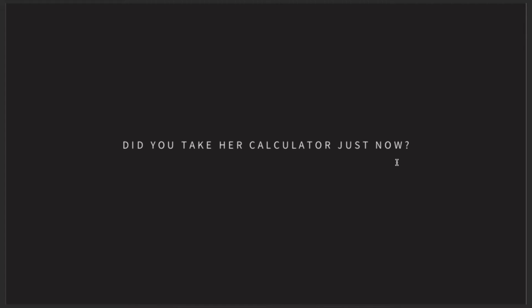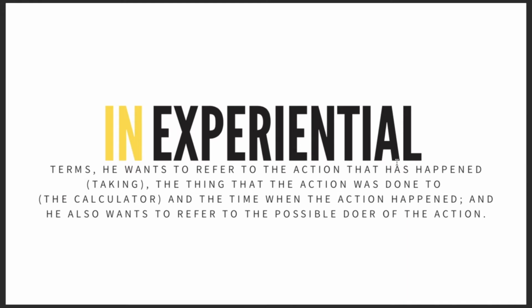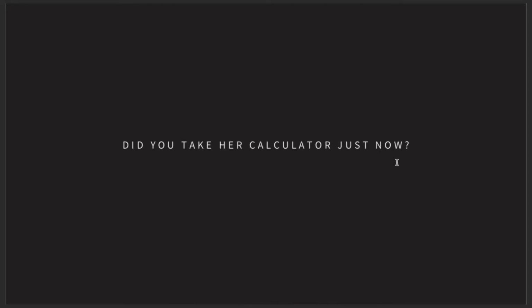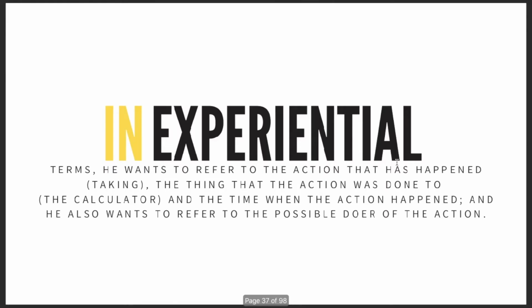So, in experiential terms, when we say experiential, we try to express what we perceive. And if I am the teacher and if I have perceived that this classmate of his is the suspect, then I concretize what I perceive through the use of language. So in this one, he wants to refer to the action that has happened, which is taking. Let's say, "Did you take her calculator just now?" Let's say that is the utterance of the teacher. So taking, then the thing that the action was done to, which is the calculator, and the time when the action happened. And he also wants to refer to the possible doer of the action.